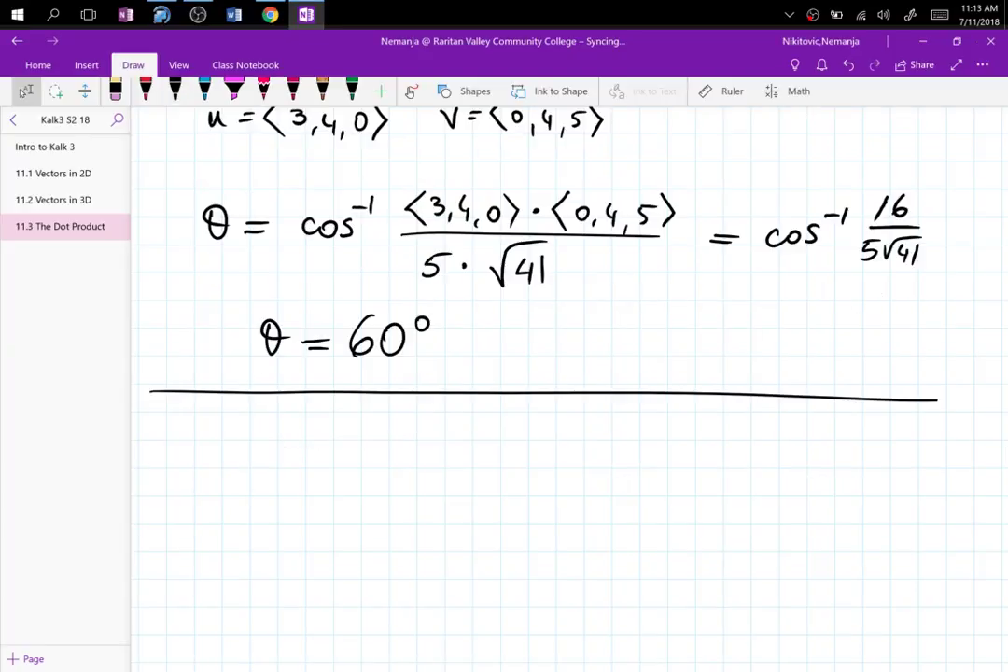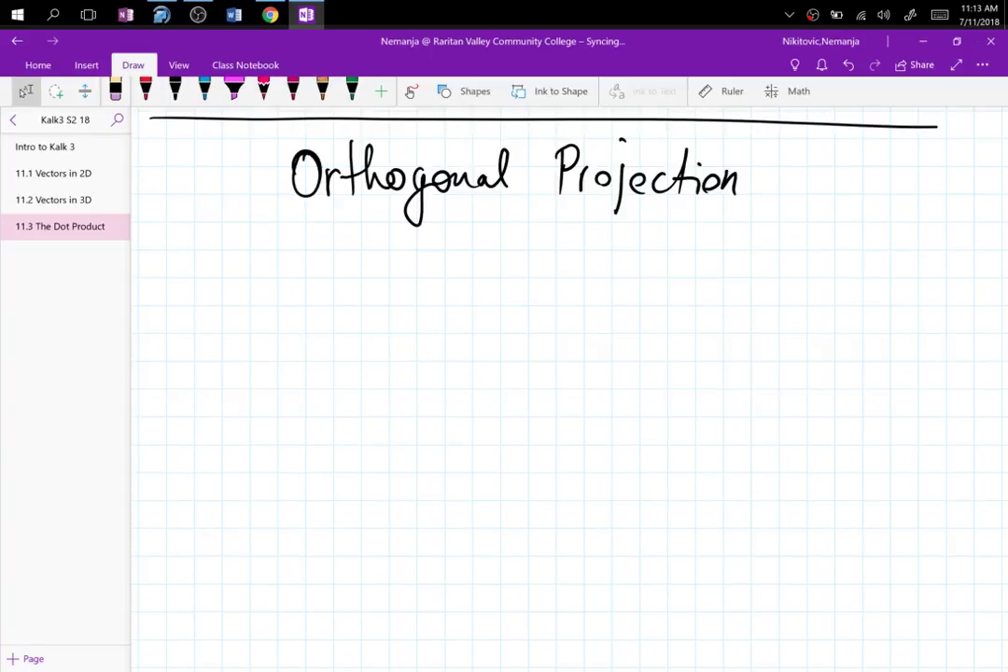Now let's use this in the vector projection. So orthogonal projection. Shadow. That's what it is. It's a shadow. So what do I have?